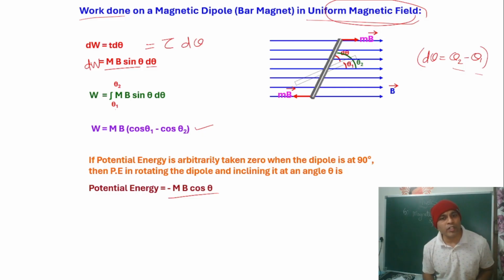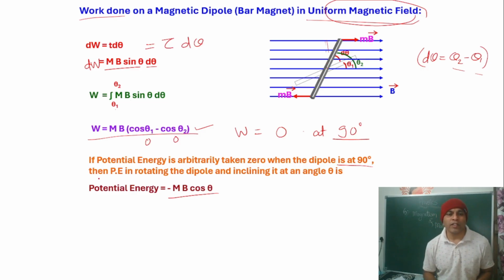So when the potential energy is arbitrarily taken as 0 when the dipole is at 90 degrees, you can see that at 90 degrees cos theta is also 0. So the work done is 0 at 90 degrees. That is why the potential energy is taken as 0 when the dipole is at 90 degrees. Then the potential energy in rotating the dipole and inclining it at an angle theta is minus mB cos theta.